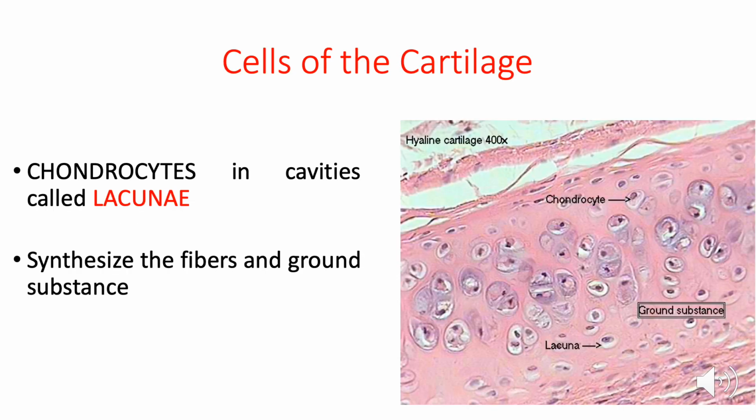The cells of the cartilage are called chondrocytes. So these are the cells that you can find in the picture. And take note, the space that they occupy within the cartilage is called a lacuna, singular, lacunae, plural. These chondrocytes function to produce the fibers and ground substance of the extracellular matrix of the cartilage.